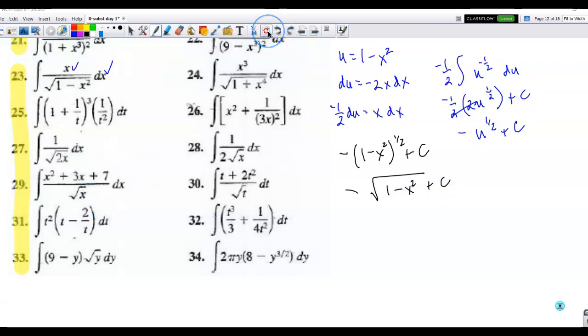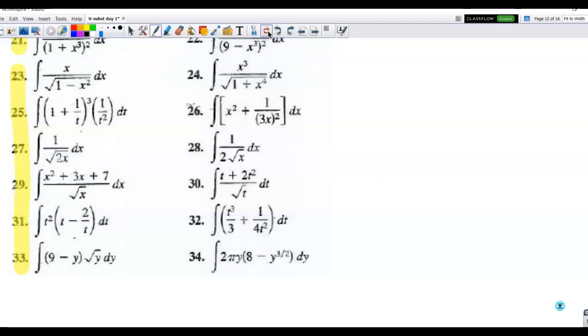All right, next is number 25. Okay, so number 25 has fractions in it and maybe makes people nervous, but no, I don't think so. So clearly the inside function is 1 plus 1 over t. So I'm going to let u equal the inside function, 1 plus, when I rewrite this, I'm going to make 1 over t, t to the negative 1 power, because that makes a lot of sense since I'm taking the derivative.